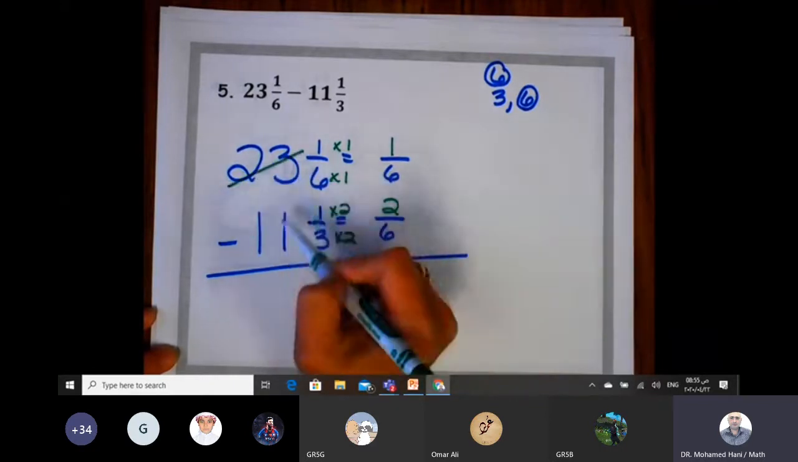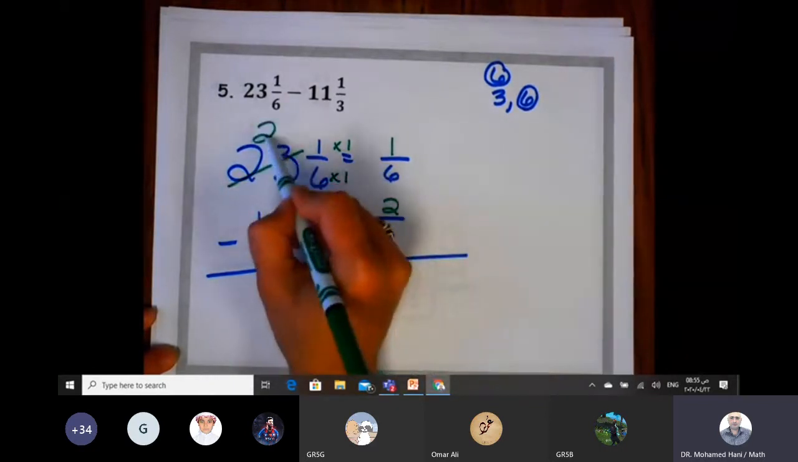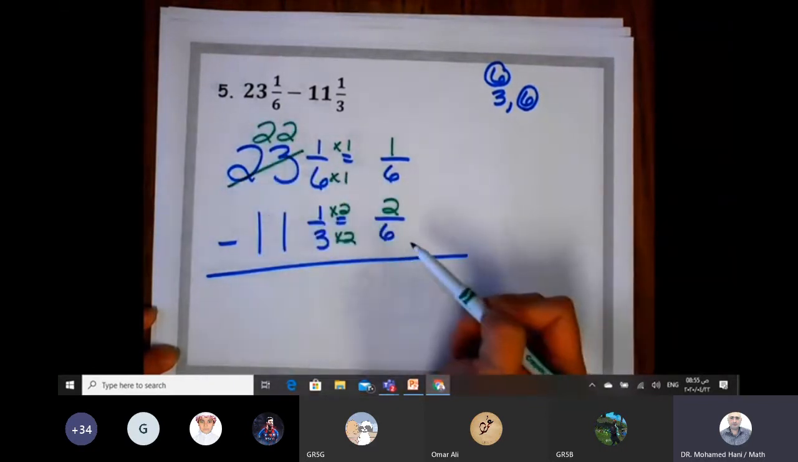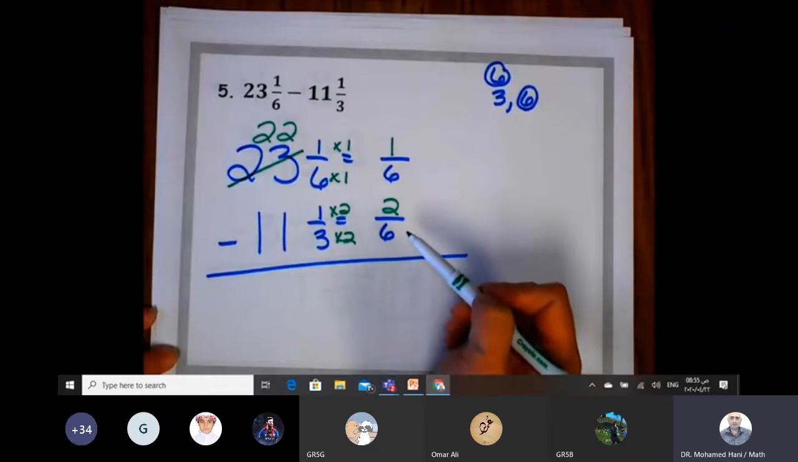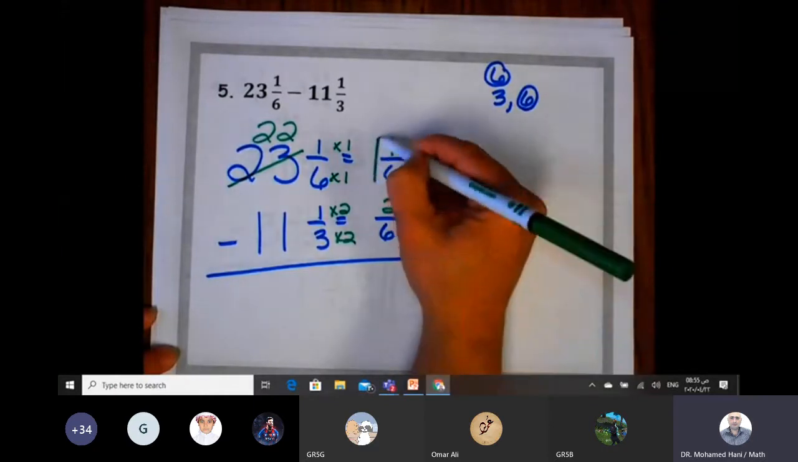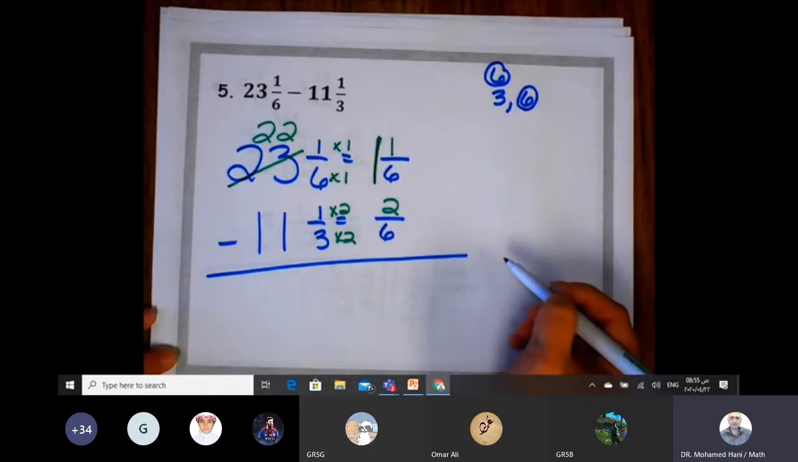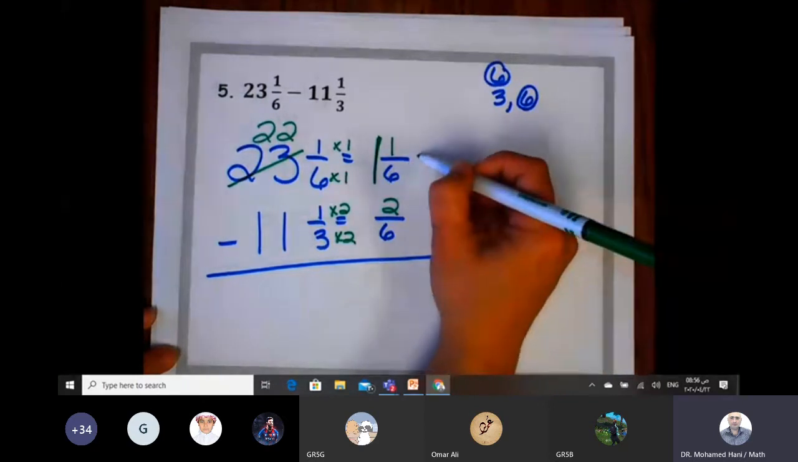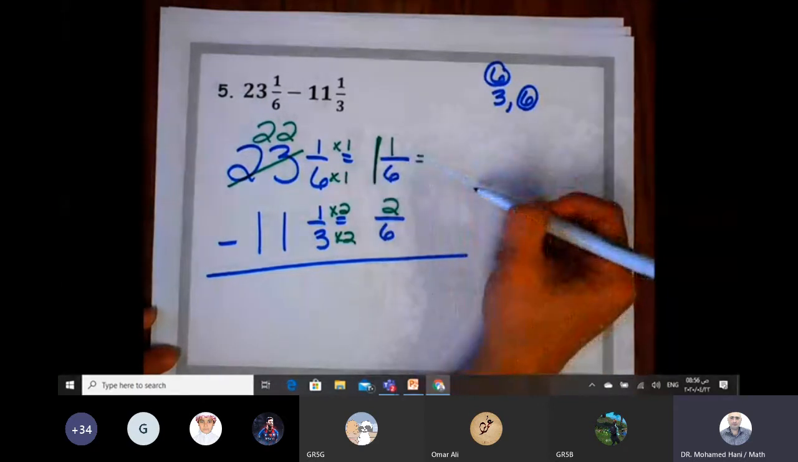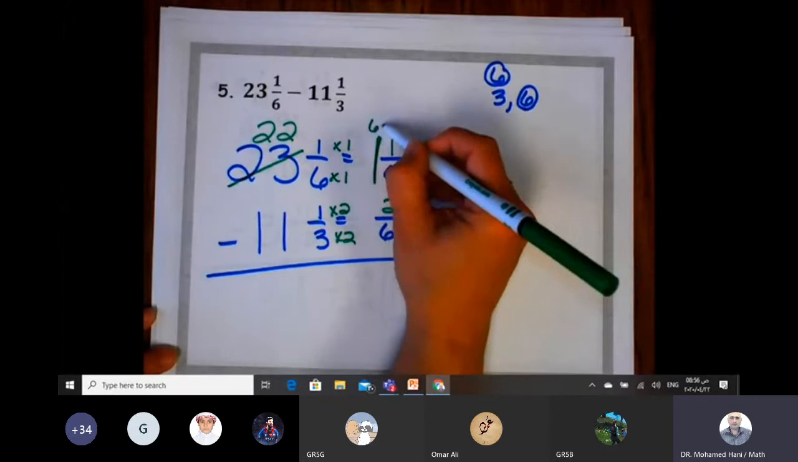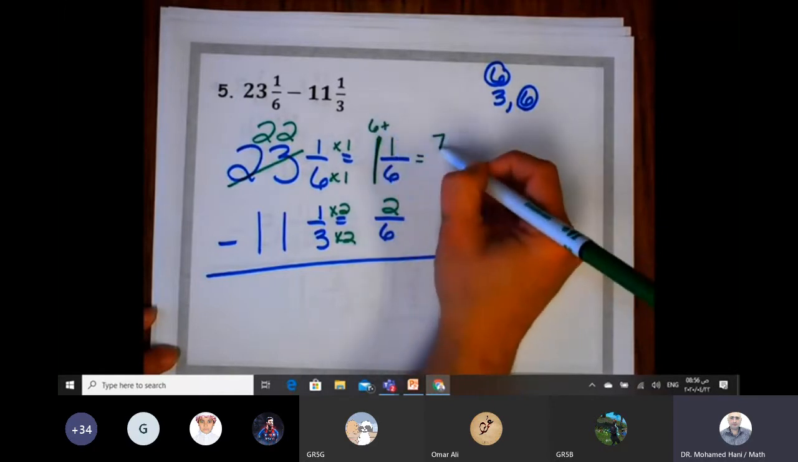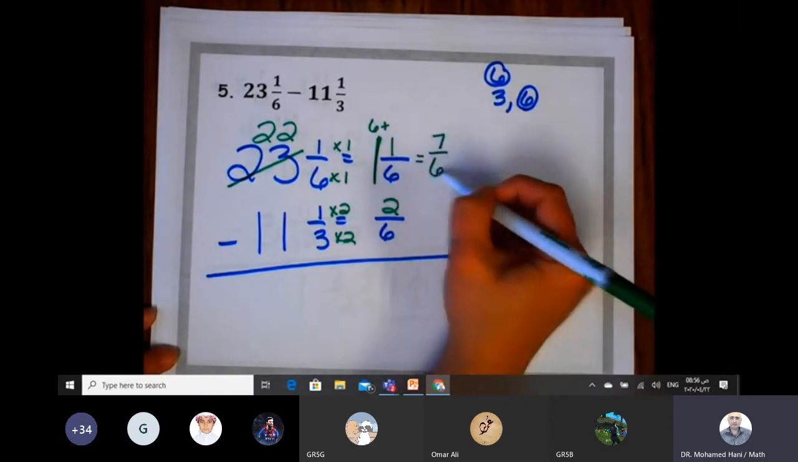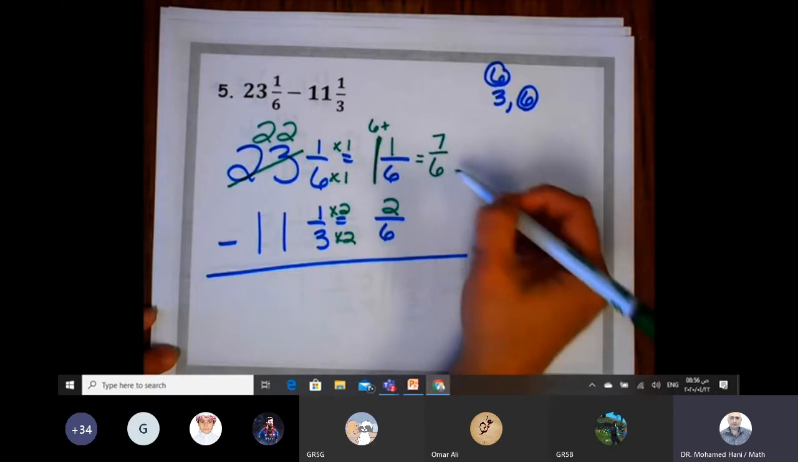So I borrow from the 23. It becomes a 22. I borrowed 1 whole. So I'm going to put that 1 whole in front of my 1/6. Now, 1 1/6 still does not help me as a mixed number, so I'm going to change it into an improper fraction. So 6 times 1 is 6. 6 plus 1 is 7. So 1 and 1/6 is equal to 7/6.